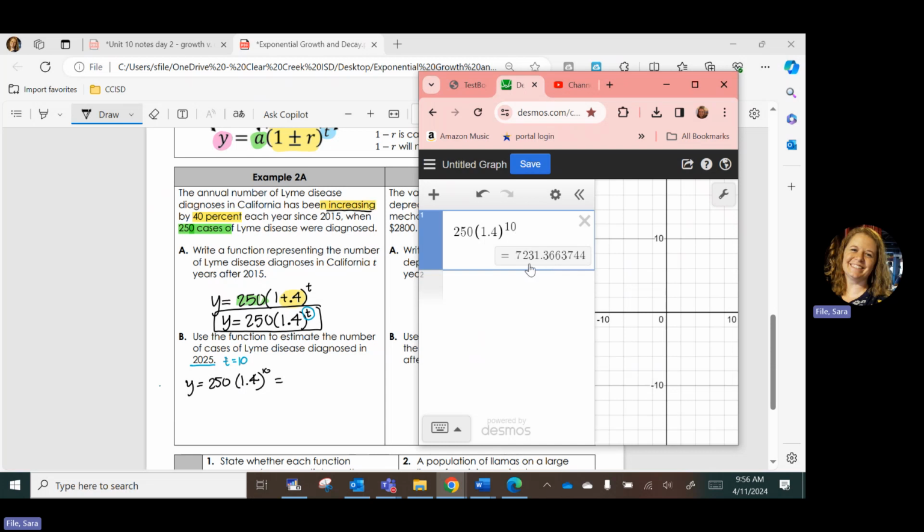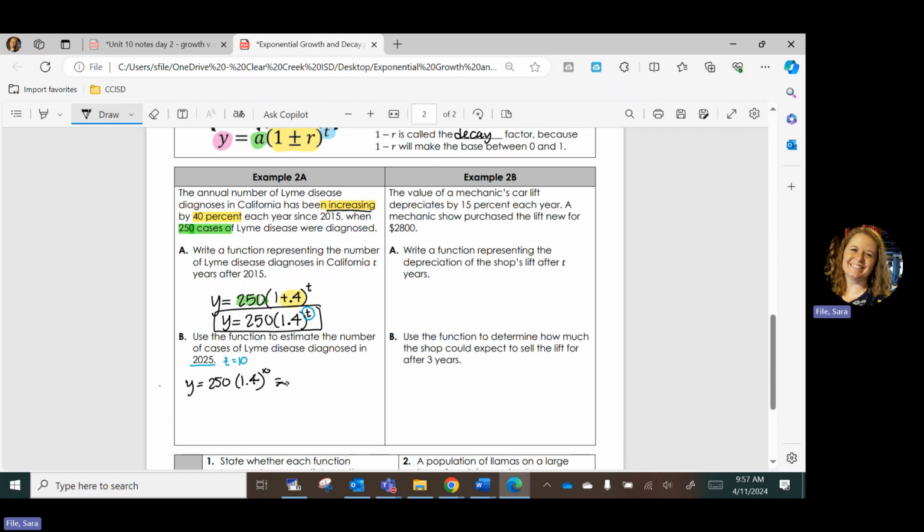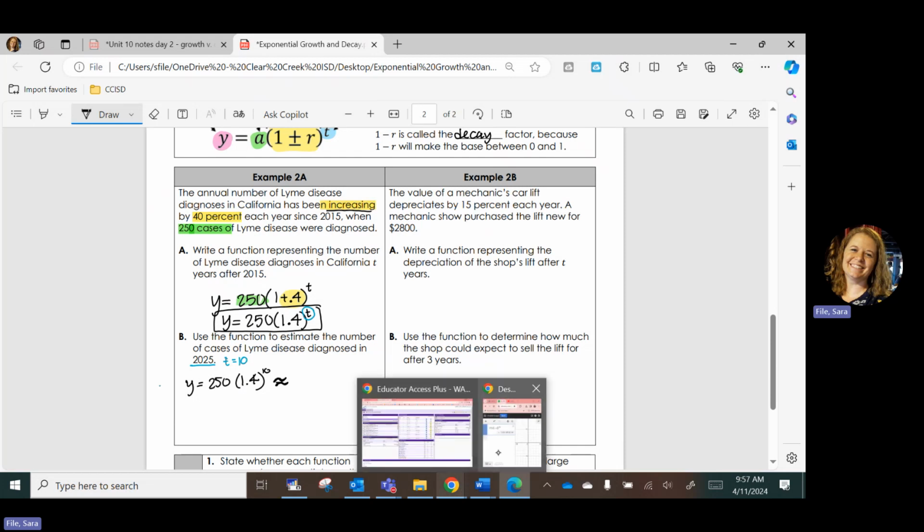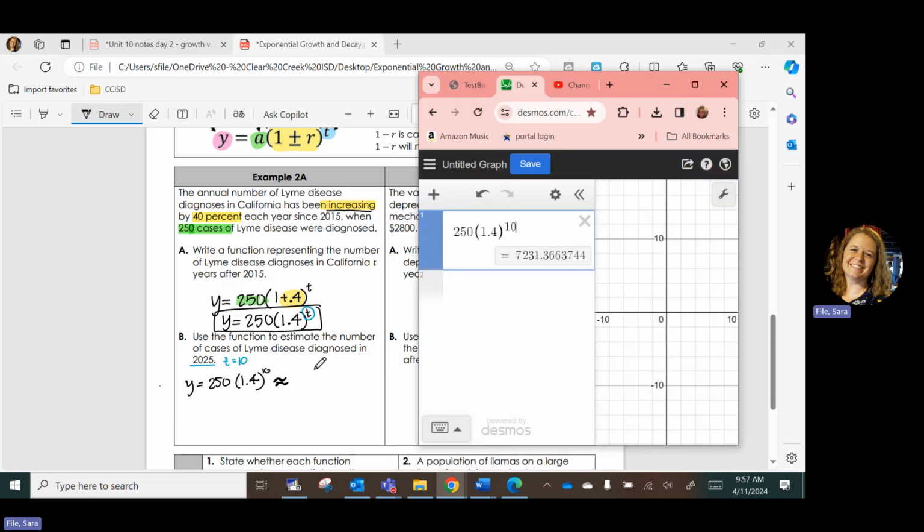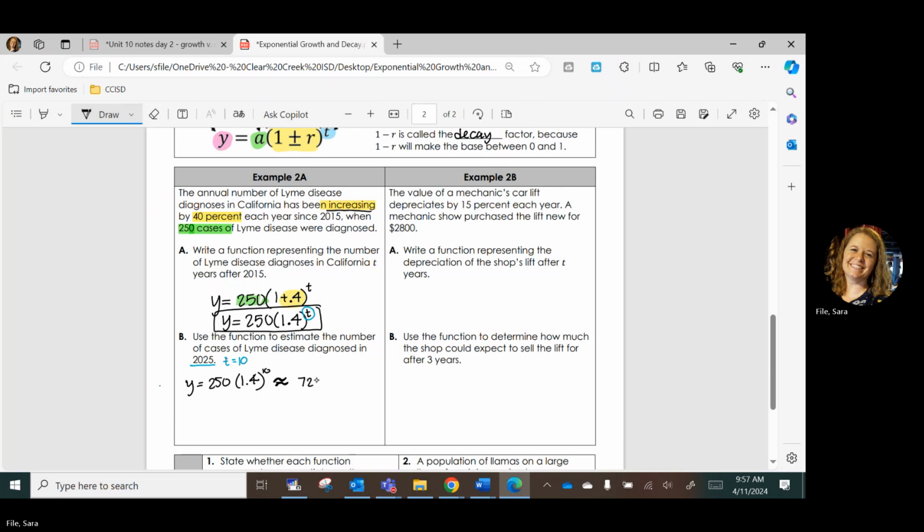So this one is estimated number of cases. So we're going to round to the nearest whole number. So this 0.3, this would round down to 7,231. So I'm going to change my equal sign to an approximately sign. Remember when you have the wavy equal sign, that's approximately. And it was 7,231. And that was cases.